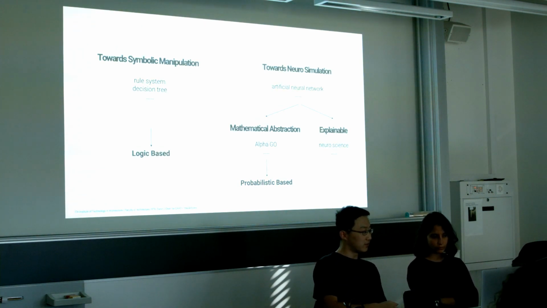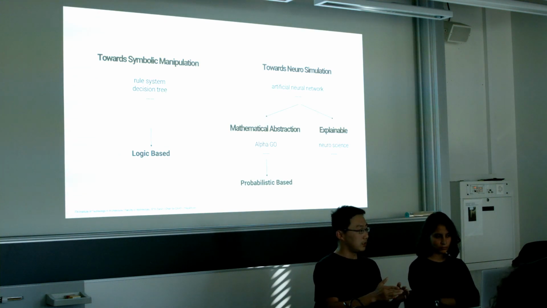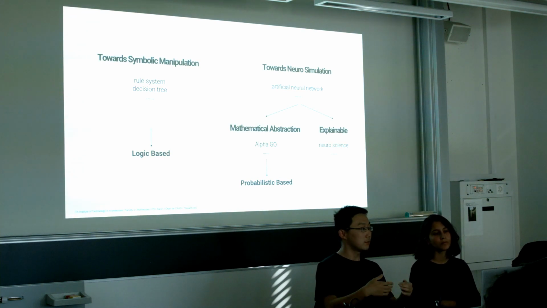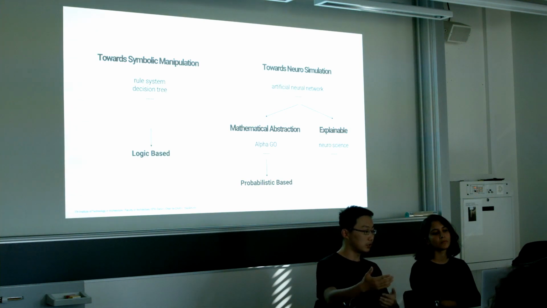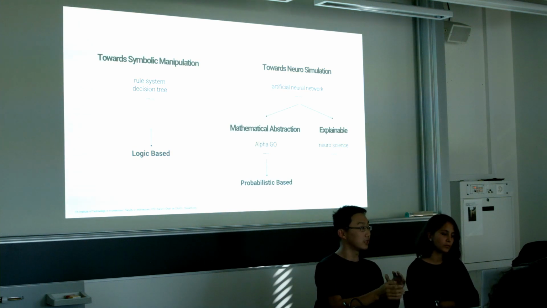And then the first branch, showing on the left, eventually we can say that it's towards symbolic manipulation. So this branch believes that human thinking can be reduced to a set of symbols and the combinations of them.